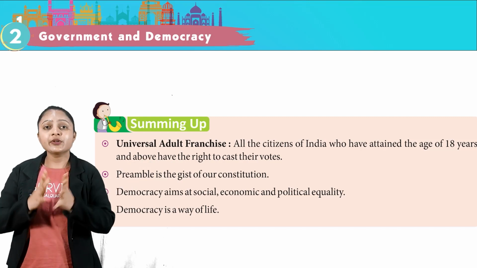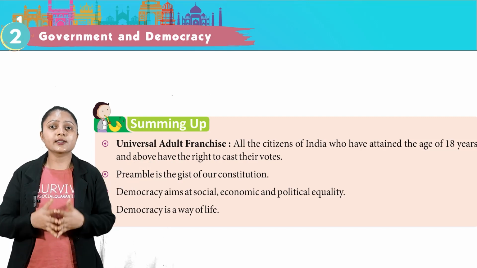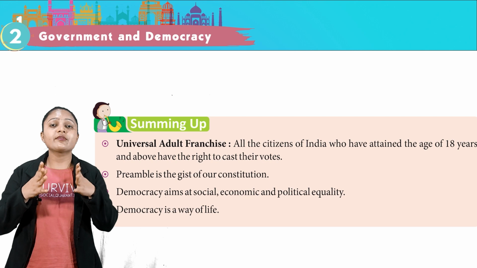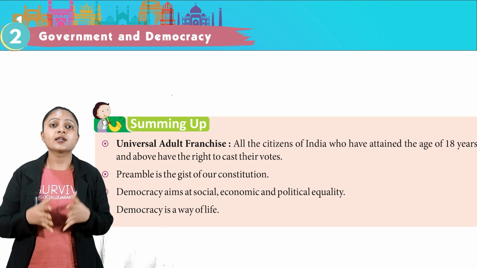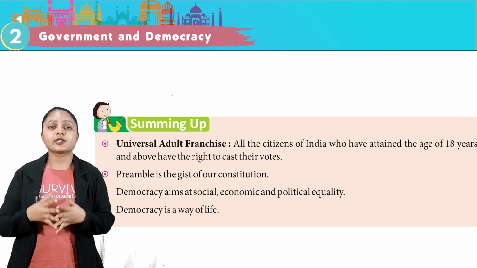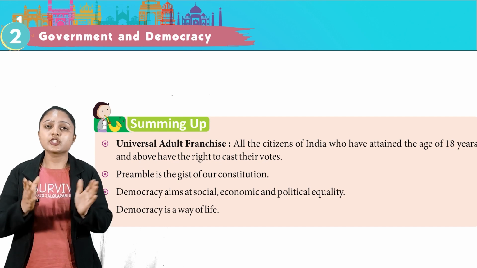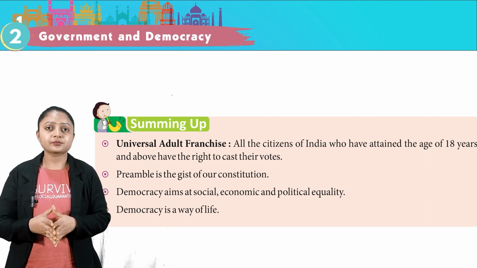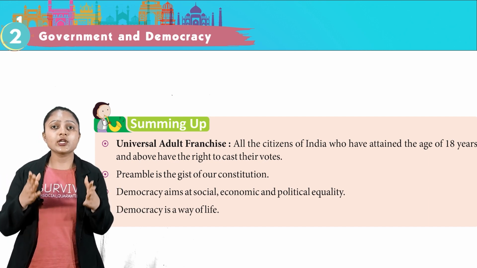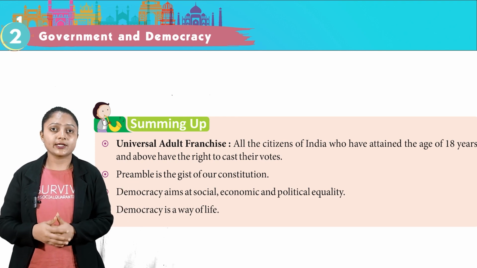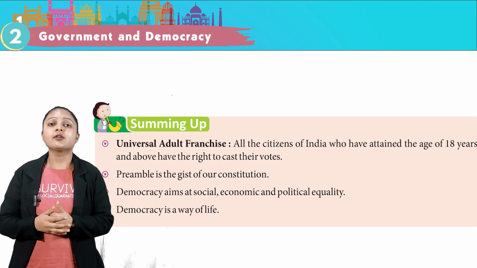Summing up, universal adult franchise. All the citizens of India who have attained the age of 18 years and above have the right to cast their votes. Preamble is the gist of our constitution. Democracy aims at social, economic, and political equality. Democracy is a way of life.